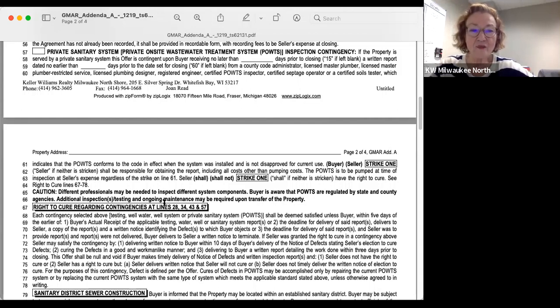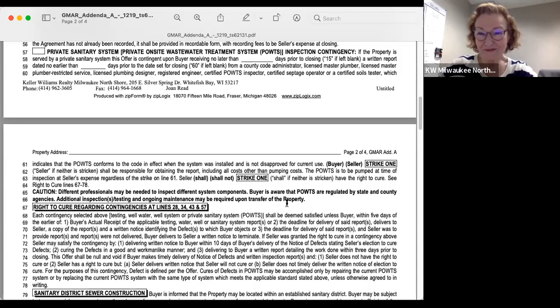Generally, the seller shall be responsible for getting this report, including all the costs other than pumping costs. The POUTS is to be pumped at the time of inspection at seller's expense, regardless of the strike on line 1. So even if you said the buyer is responsible for getting this report, the seller still has to pay for the pumping. And then you have the choice of whether you're going to give that seller right to cure or not.